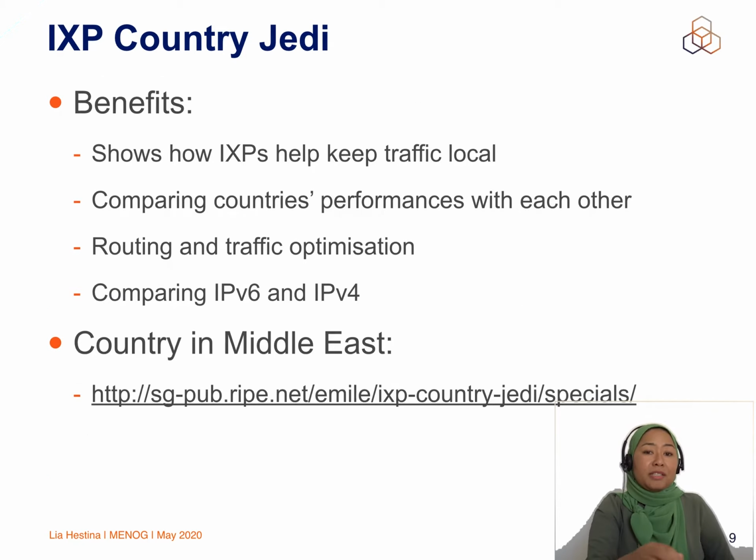The Country Jedi successfully shows a number of data that can be used by IXPs on how to help keep local traffic local, and based on the visualization you can compare countries' performance with each other. Being able to see the paths and also the latency trends, you'll be able to optimize your routing. He also created a custom IXP Country Jedi for Middle East 2, and it is available in this link.